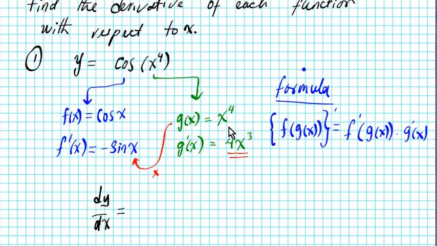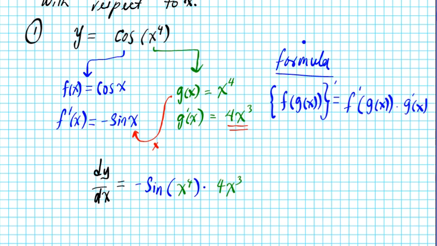So we plug it in there. Let me color code it so that you can see what's happening. Negative sine of x to the fourth is the derivative of the outer evaluated at the inner, times the derivative of the inner, which is 4x to the third.